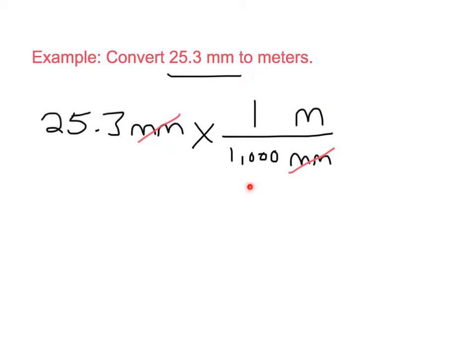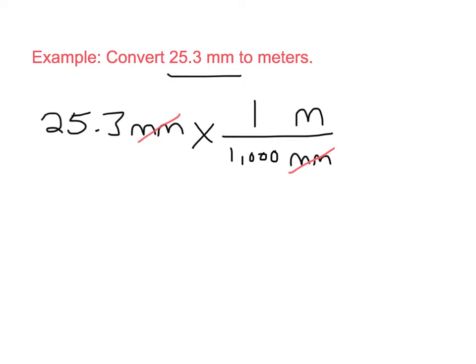If these two are the exact same measurement, did I change the value of my overall measurement? If the top is the same as the bottom, this is conceptually multiplying by the number 1, isn't it? Same thing over same thing is 1. So 25.3 millimeters times the concept of 1 doesn't change the measurement. All I did was change the units. So the value of the measurement is still the same.